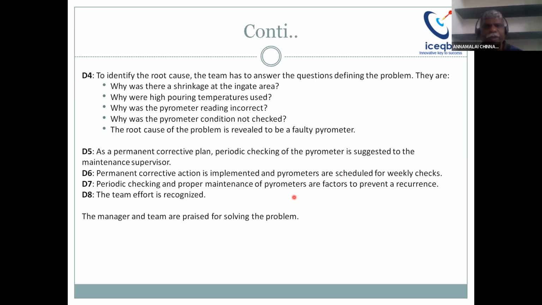Then comes periodic checking and proper maintenance. This is the preventive action that is being taken in other places also, so that the problem will not occur. And finally, the team effort is recognized. The manager and the team are praised for solving the problem. So this is a simple example of how this can be applied.